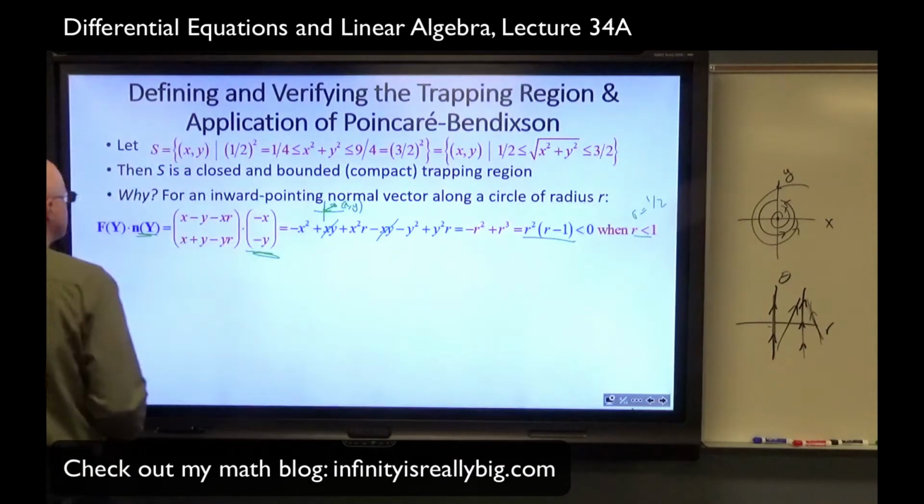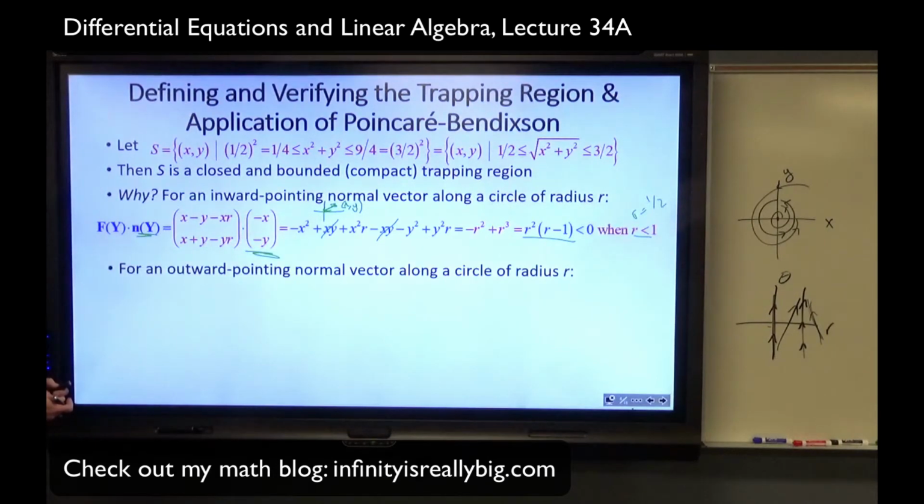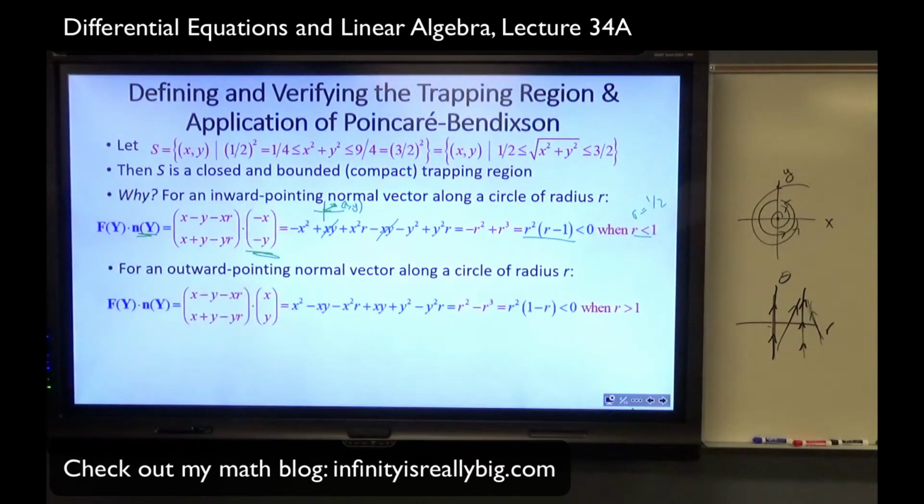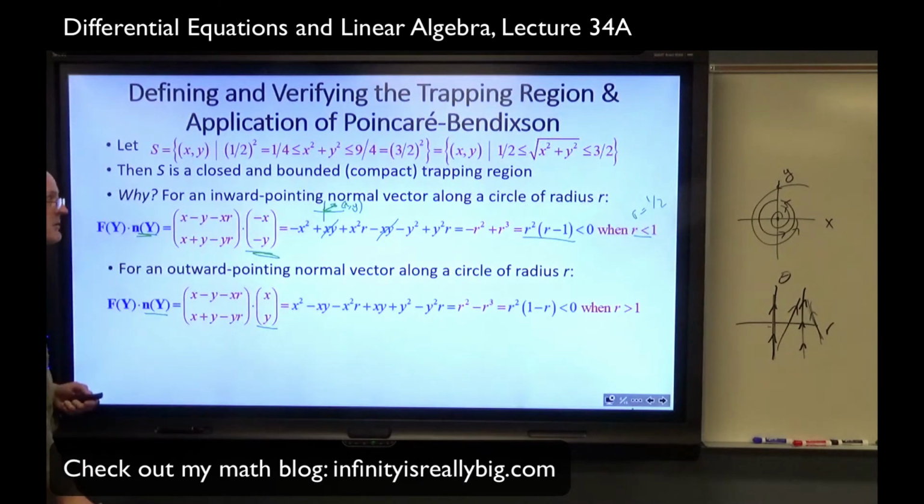That confirms along the inner boundary that the vector field is pointing into the trapping region. What about the outer boundary? We've got to use an outward pointing normal vector along a circle of radius r. In our case, r is 3/2. N of y is this vector. It's the position vector of the point itself.